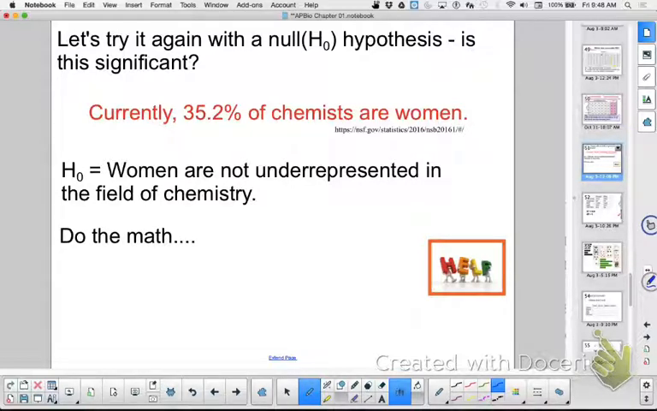If 35.2% of chemists are women, I'm saying there's no connection between the sex and who is a chemist. There's no connection. They're not underrepresented. You tell me, disprove my null or support that null. Do the math for it right now. You can do it with your bio buddy.